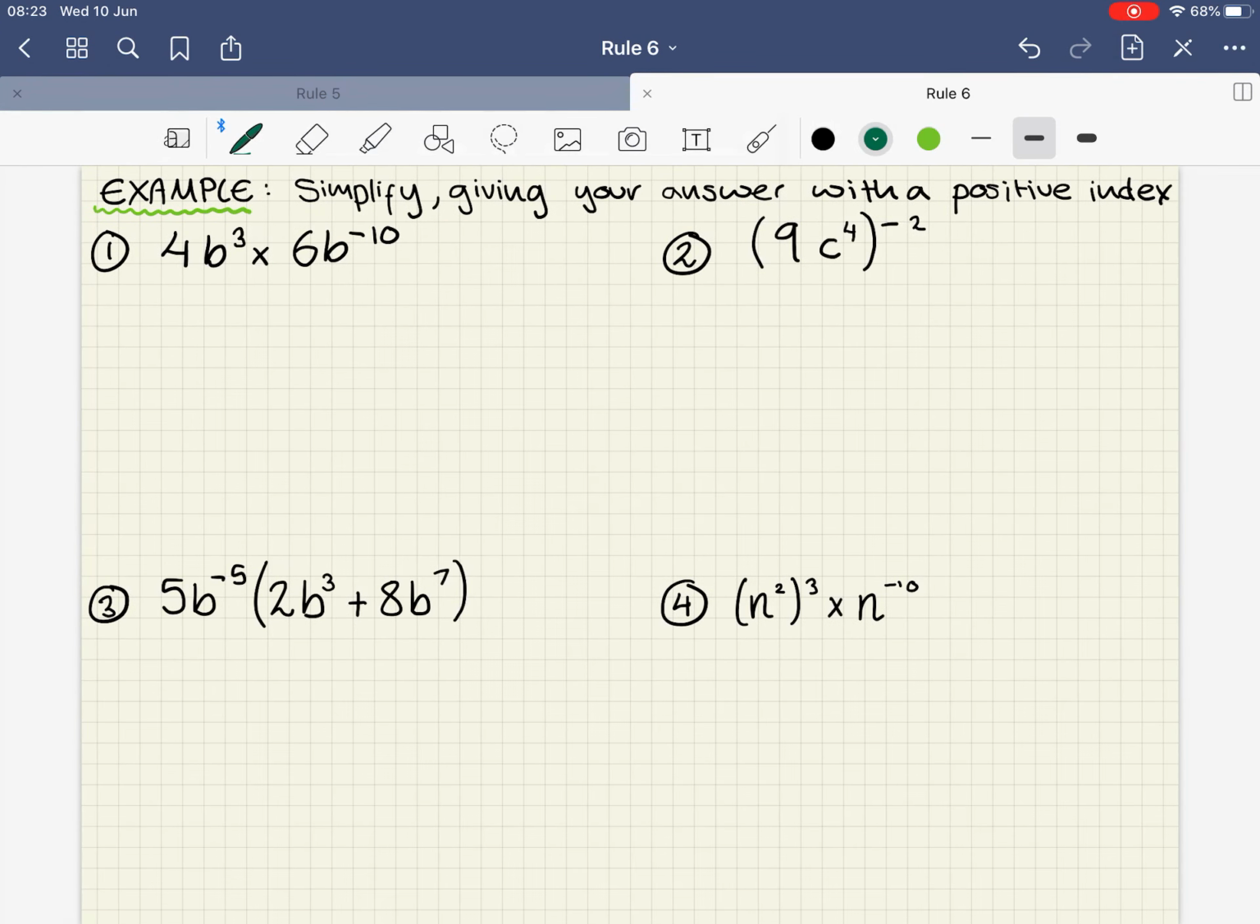Next one's then. So I've got simplify, giving your answer with a positive index. So positive index, that's another way to describe a power. So all of these are indexes as well. I think rules of indices, that word is related to it. So to start off with, I've got things multiplied together, so that's going to be my rule 1, where I have things multiplied, which means I add the powers.